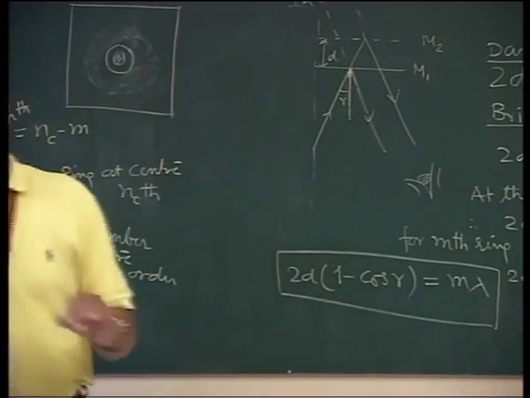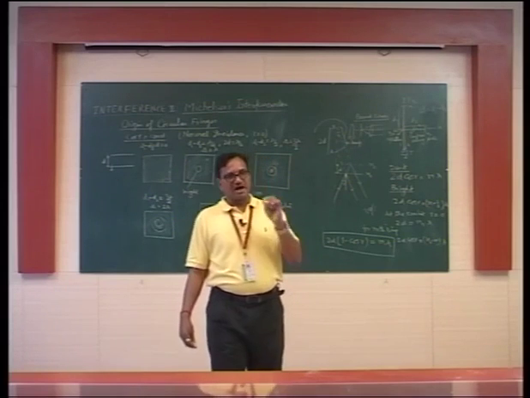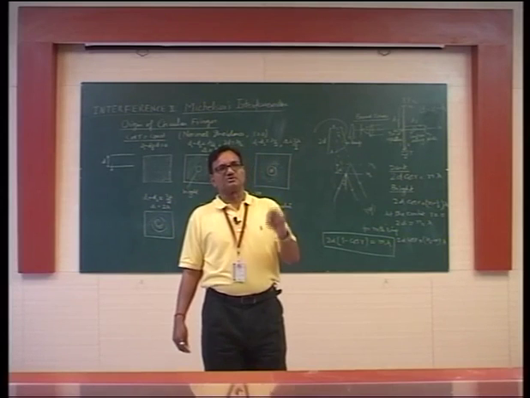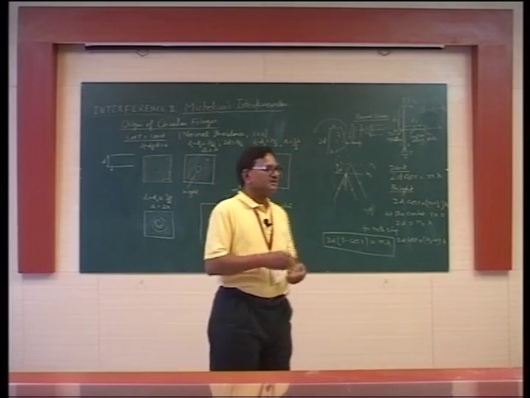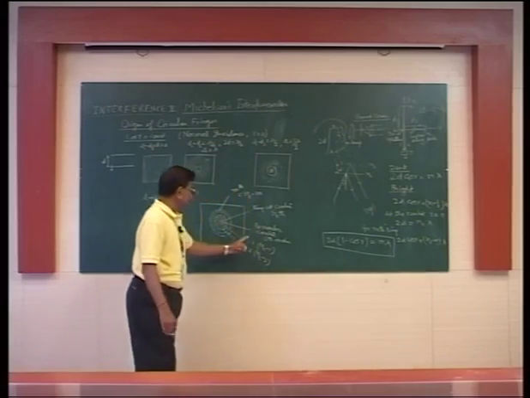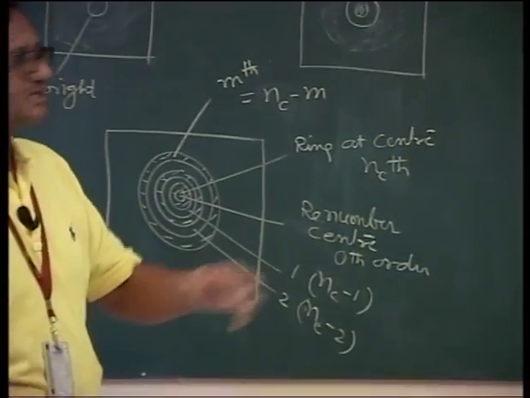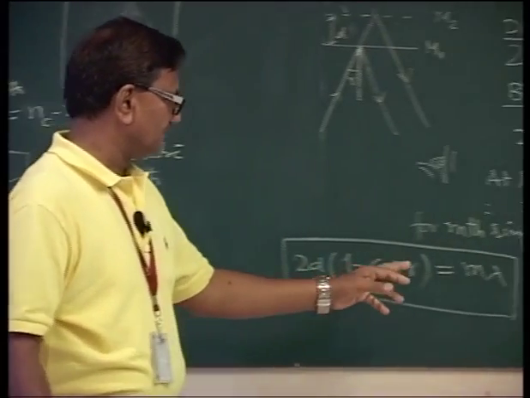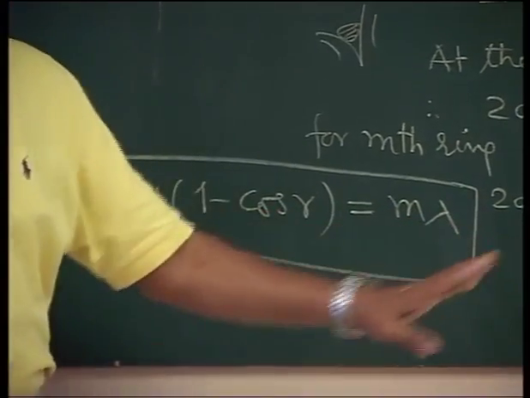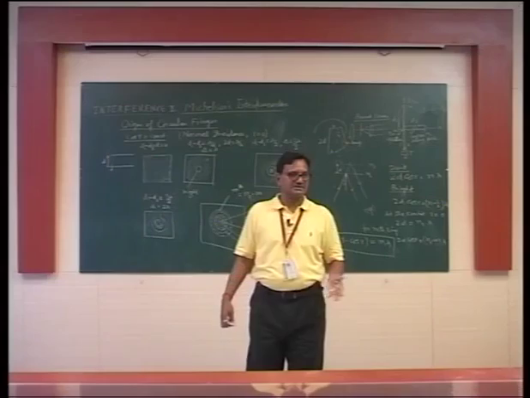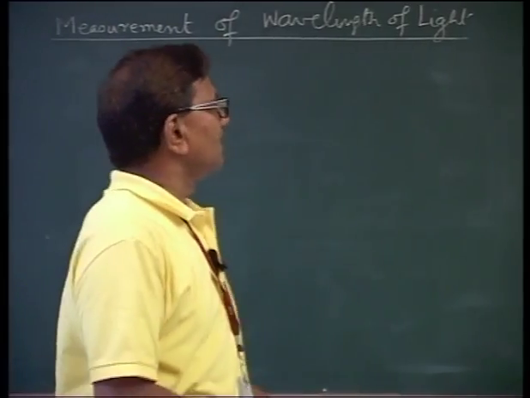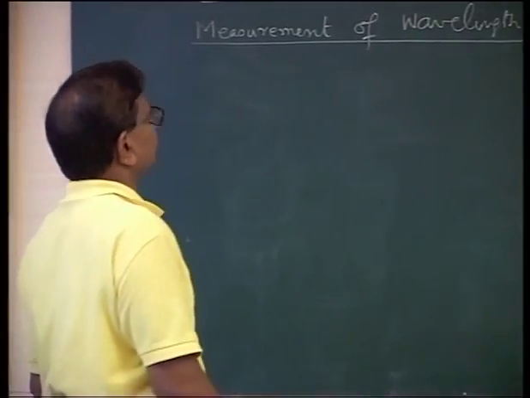m lambda. This is a workable formula, and now we number the fringes 0, 1, 2, 3 starting from the center. Suppose we called the ring at the center the first order ring, then this formula will be modified and we will have (m minus 1) into lambda, because of one order less, and nothing else will change, everything will remain the same. Now let us see how we can measure the wavelength of light.